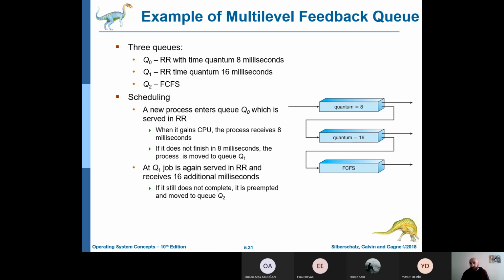So based on that, we select the number of queues, we select methods for every queue, and then we define the methods for promoting to higher priority queues and demoting to lower priority queues. And this is how you can design a multi-level feedback queue using our prior knowledge. Any question?